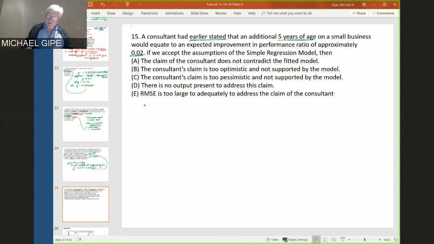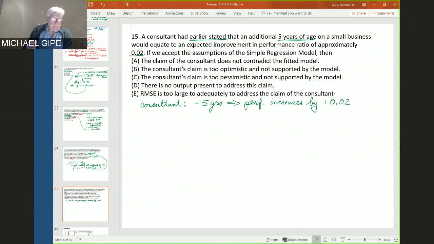So the consultant says, add 5 years and therefore the performance increases by plus 0.02.